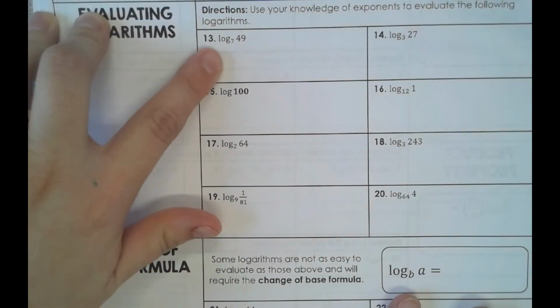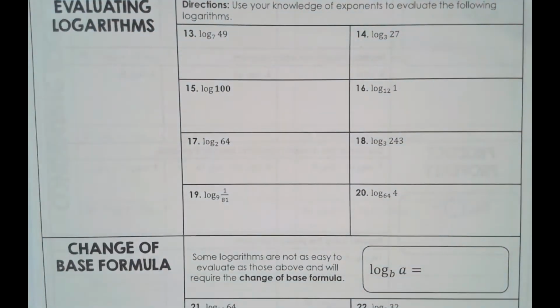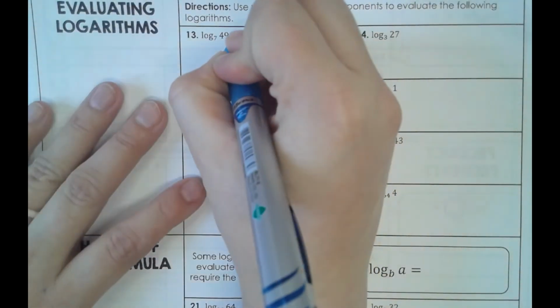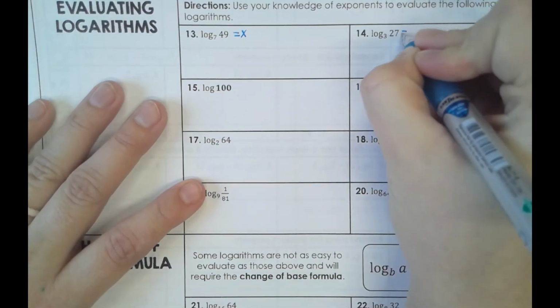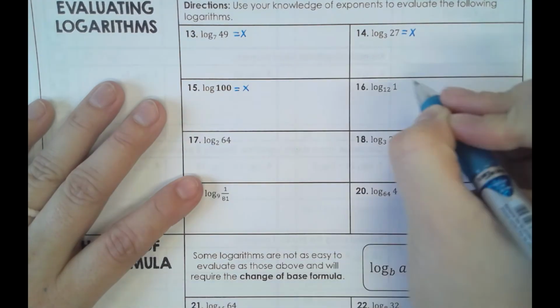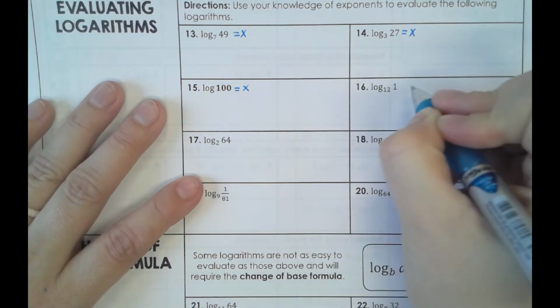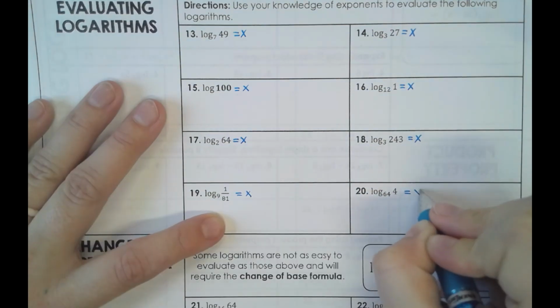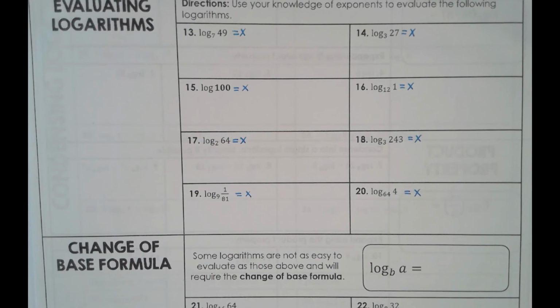So here I'm given the first part. I just don't know what it equals. So go through, I meant to do this. Go put equals x on all of those. And we're going to solve for x without using our calculator. So first off, we need to write these in exponential form for it to make more sense in our minds.